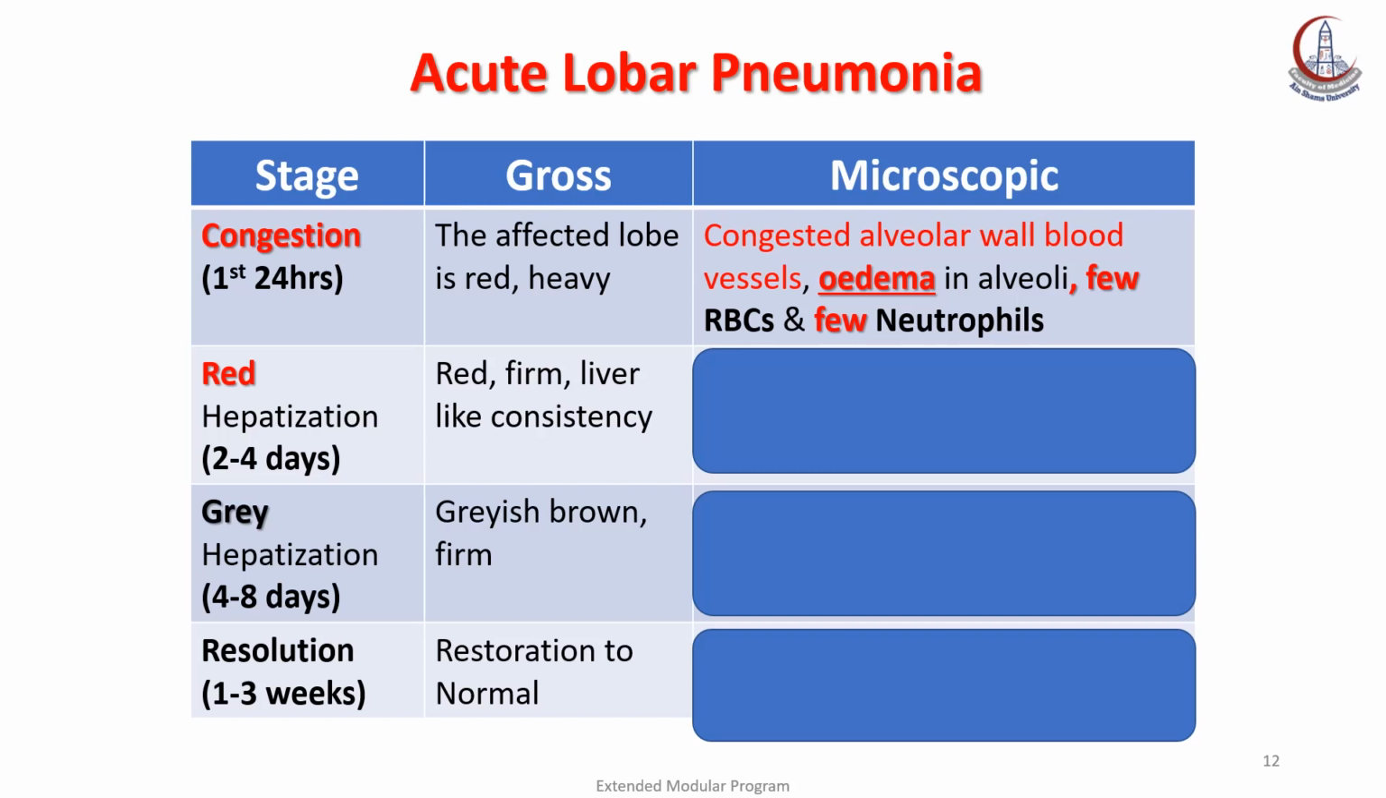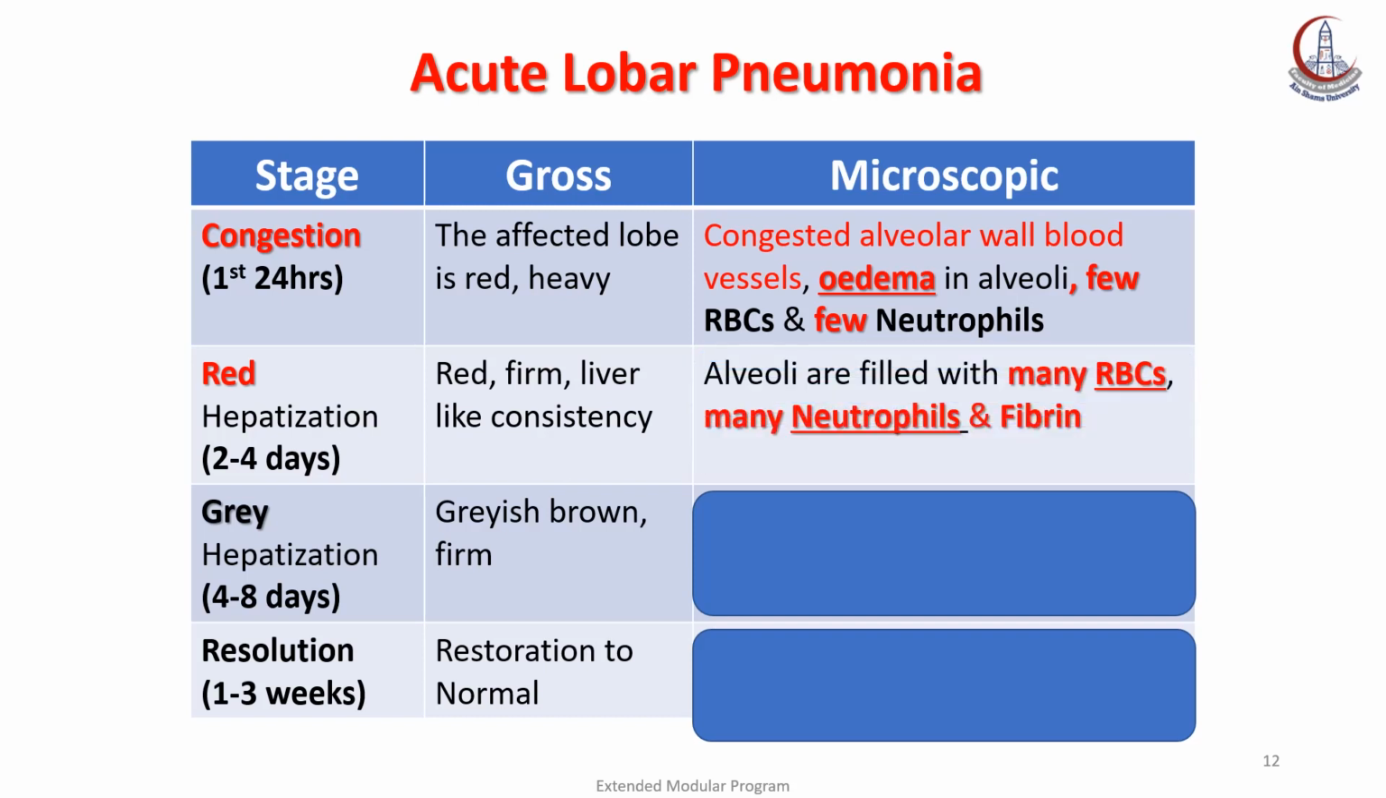Under the microscope, from its name, there is congestion of the alveolar blood vessels, edema in the alveoli and alveolar walls, with few red cells and few neutrophils. Later on, red hepatization occurs in the second to fourth day. There is red, firm, liver-like lung consistency. Under the microscope, alveoli are filled with many red cells that give the red color, many neutrophils, no pus cells, and fibrin threads.